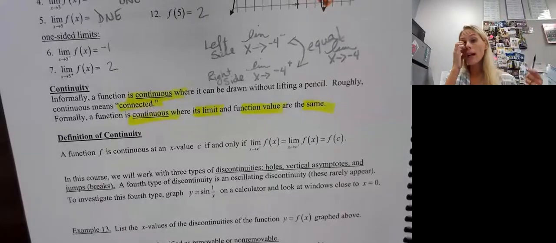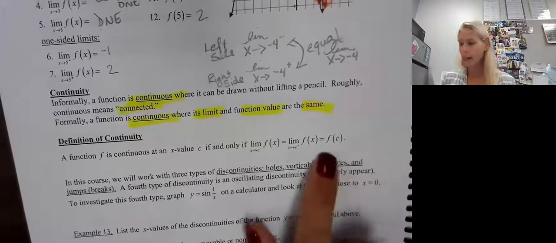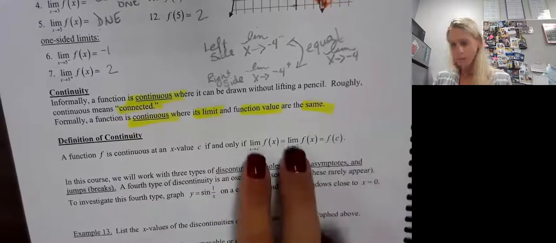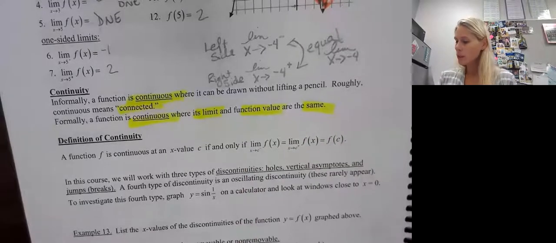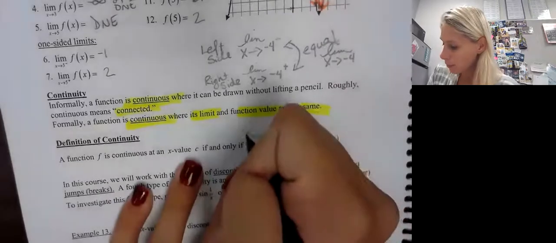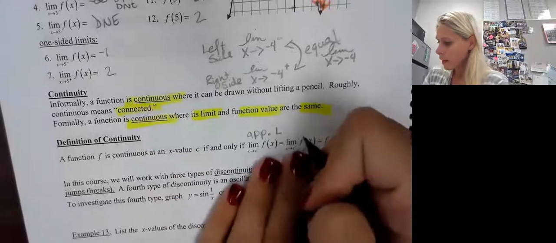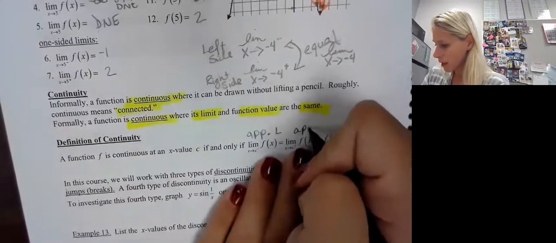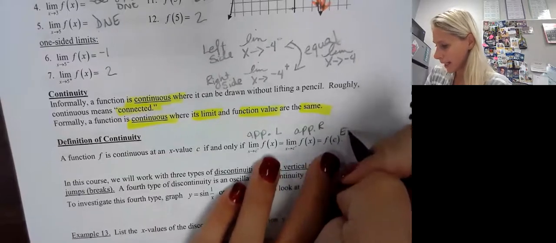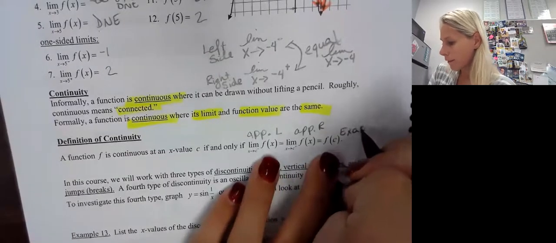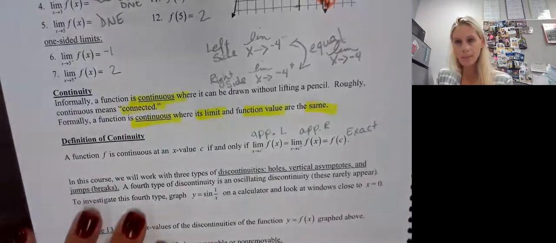Now they write a definition. This is the formal way of writing in mathematics that the limit from both sides equals the actual value. So remember, this one is approaching left, this one is approaching right, and this one is the exact value. So when all 3 of these are the same number, it is continuous.